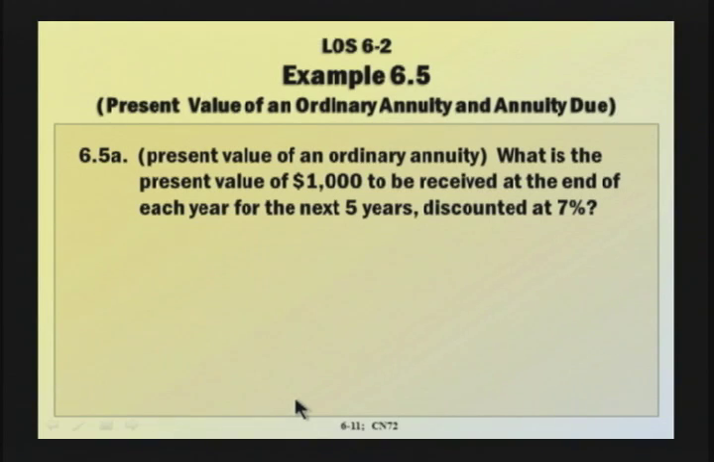In example 6.5a here, we're going to look at the present value of an ordinary annuity. It's going to provide $1,000 at the end of each of the next 5 years, and we're going to discount those cash flows at 7%.